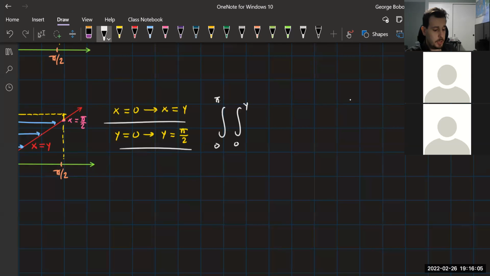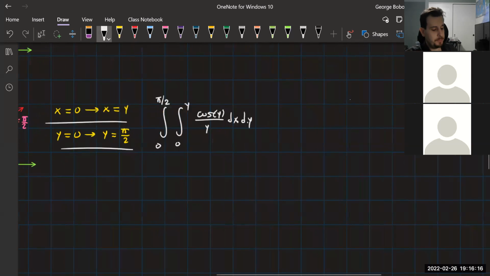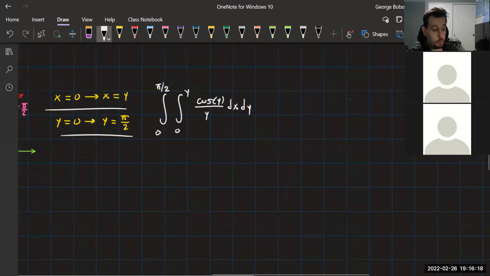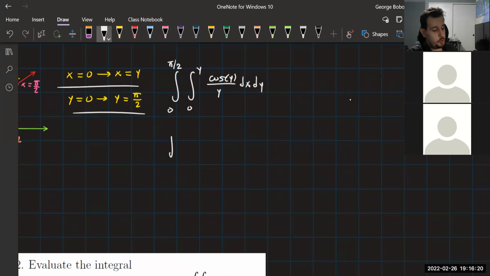Let's see if this actually helps at all. So we got here cos y over y, but you're doing first the dx integral and then the dy integral. So let's see, did all of our hard work pay off? If you do the first integral here, you just obtain an x, right? So you get cos y over y, and then you obtain an x that you're evaluating between 0 and y. That's what's going on.